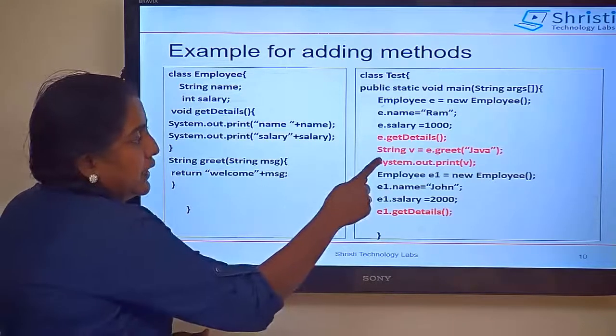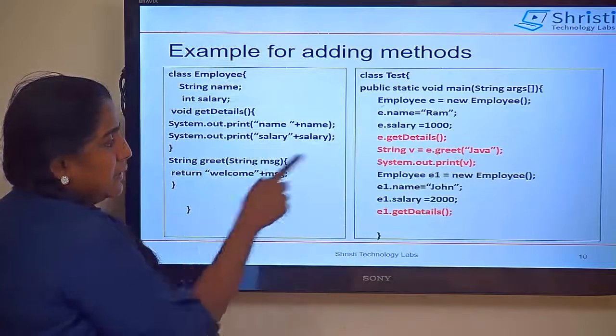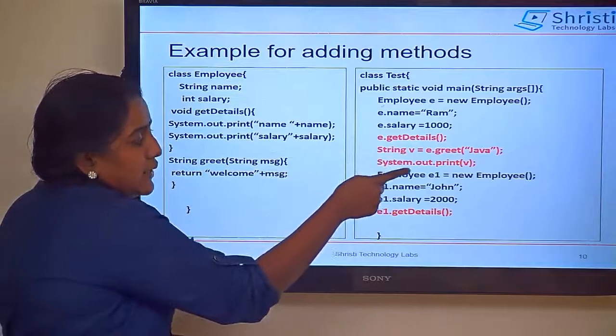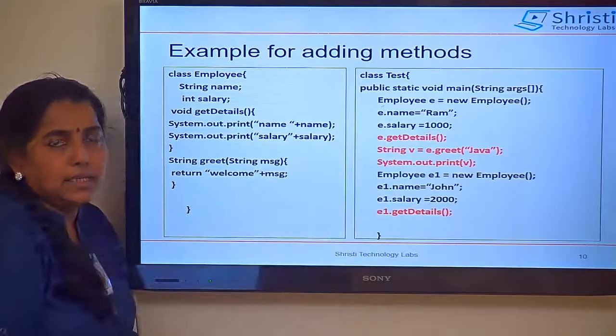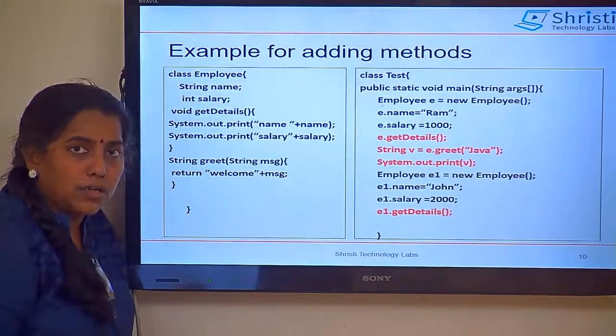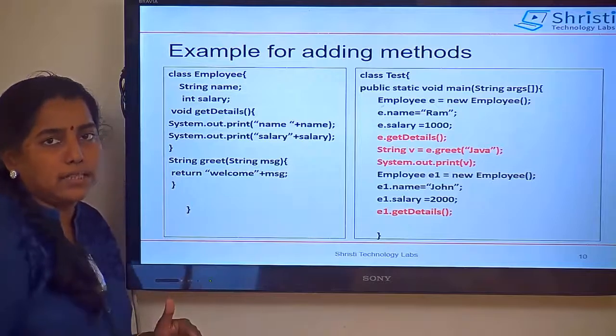See, I have given String v is equal to e.greet, passing the value Java. And I want to print the value, so I can just give System.out.print(v). Print means it will print and the cursor will not move on to the next line. If you give println, it will print the contents and it will move to the next line.